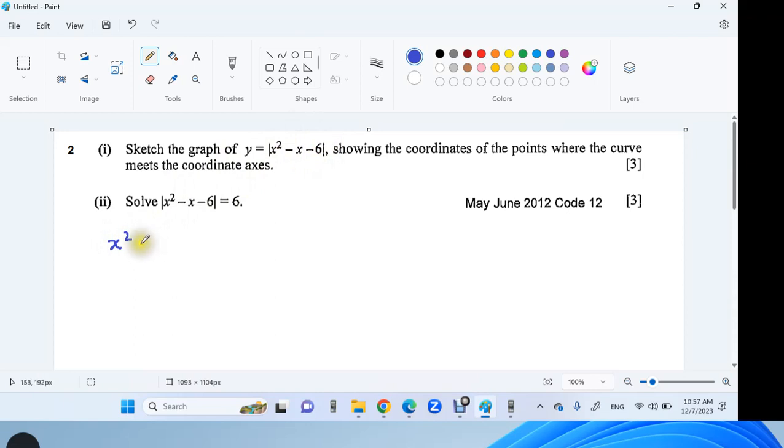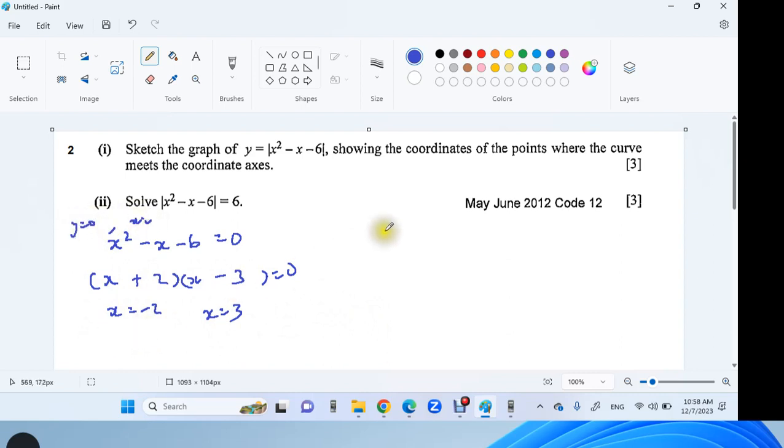So if I want to draw x squared minus x minus 6, I want to find the roots. So x equals negative 2, x equals 3. Okay, so this is when y equals 0. It is the x-intercept. If I want to find the y-intercept, I substitute x equals 0. So y equals 0 squared minus 0 minus 6, which is negative 6.